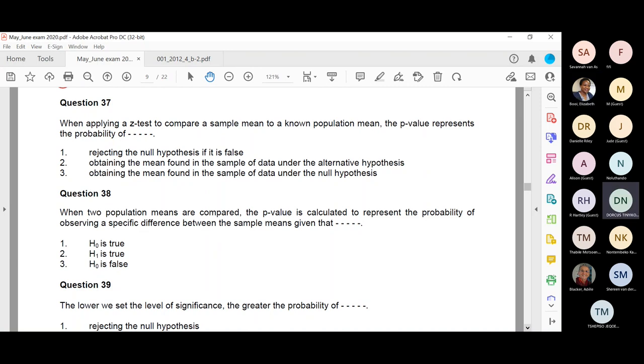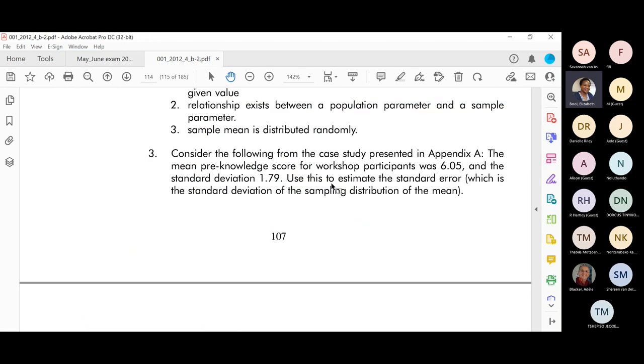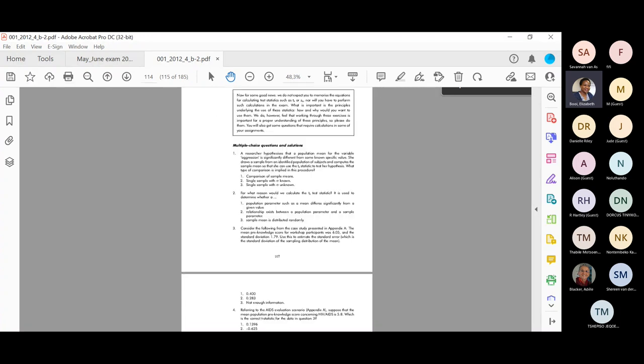Which one? I think number three is the right one. Obtaining the mean found in the sample of data under the null hypothesis. I don't know what they're asking actually in terms of this question. But number one, it's out. Number one is not right. The p-value, let's see. That one, I don't have an answer for you. If you are able to see some way.